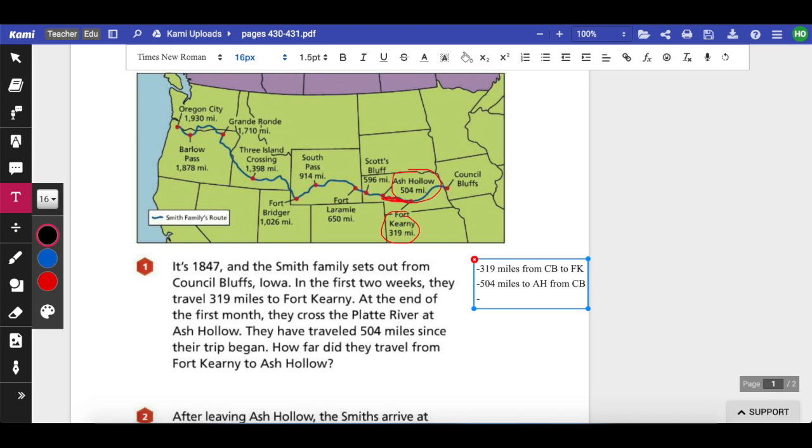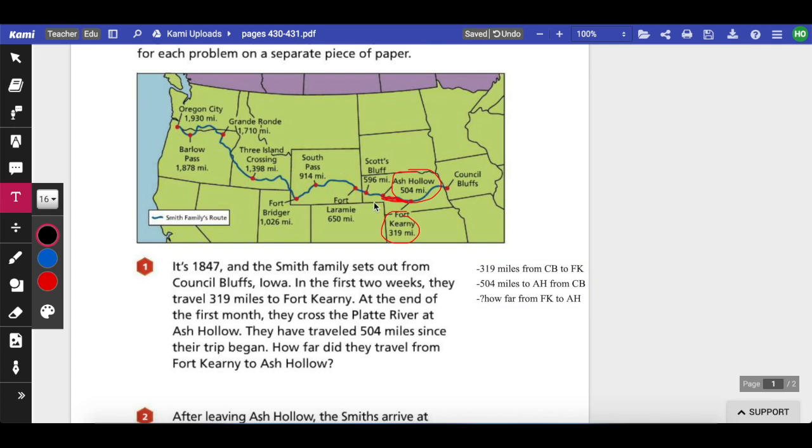And my question is, how far did they travel from Fort Kearny to Ash Hollow? So how far from Fort Kearny to Ash Hollow? I need to figure out how far from here to here. So think about an equation that I can use to represent this problem. Pause me and think about an equation now.